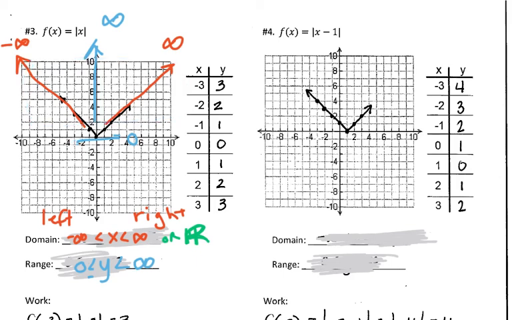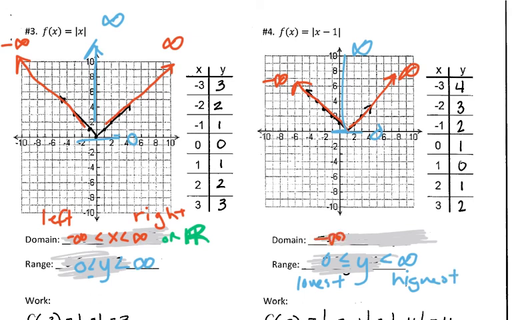Alright, then the next one, if you notice, is going to be the same. Even though it's shifted a little bit, it still goes to negative infinity and infinity, and still stops at 0 and goes to infinity. So filling it in, we've got 0 as our lowest point, and infinity as our highest point, and then our leftmost point is negative infinity, and our rightmost point is infinity.